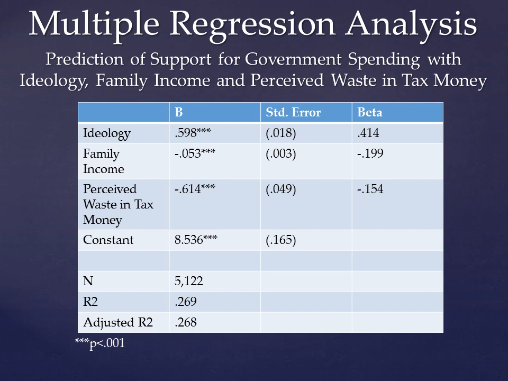As a general rule, the higher the beta value, the stronger the relationship the respective independent variable has with the dependent variable. Hence, we can infer that ideology has the strongest relation with support for government spending, as previously observed within the correlation analysis.